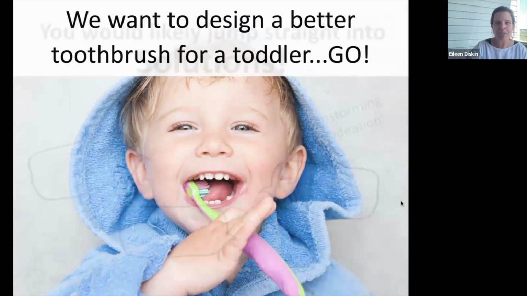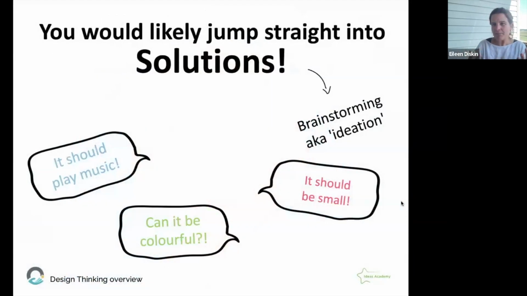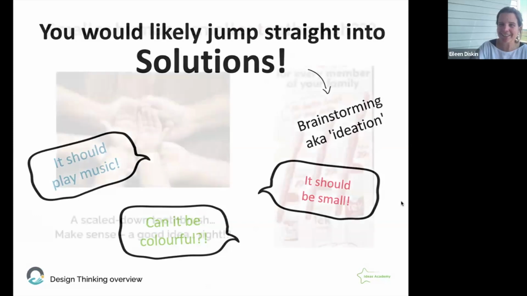Okay, so I'm guessing when I set that challenge, design a better toothbrush for a toddler, you jumped straight into solutions. I'm brainstorming, that ideation, coming up with ideas. Things like, it could play music, it should play music. Can it be colorful? It should be small. All potentially very good ideas.